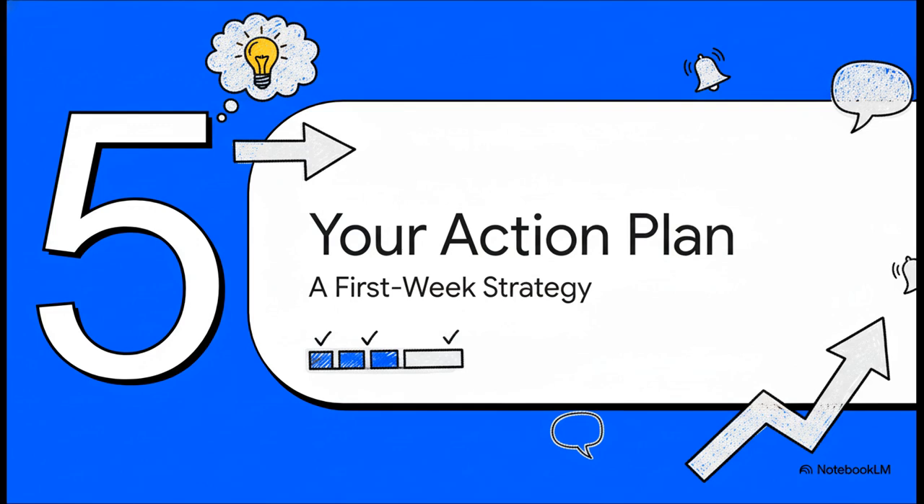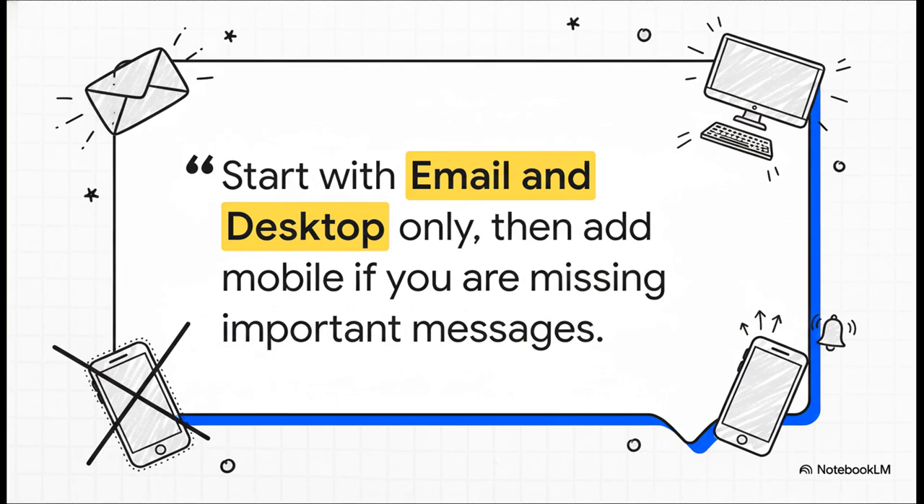All right, I know that was a lot of settings. It can feel a little overwhelming, right? So the big question is, where do you actually start? Well, I've got a super simple, super effective action plan for you. Here's the most important first step. Do not turn everything on at once. Please. Just start with email and desktop notifications only.